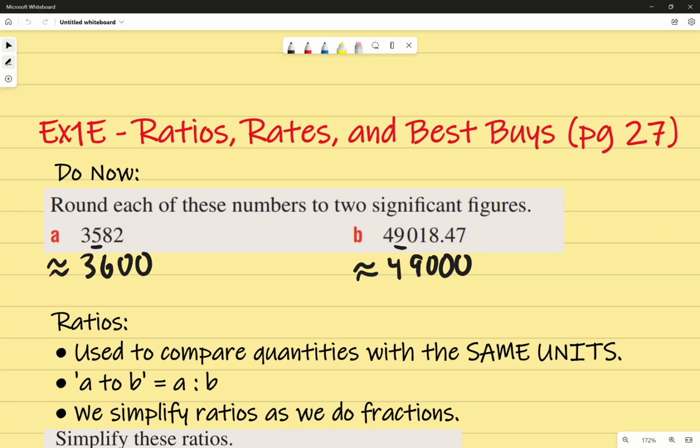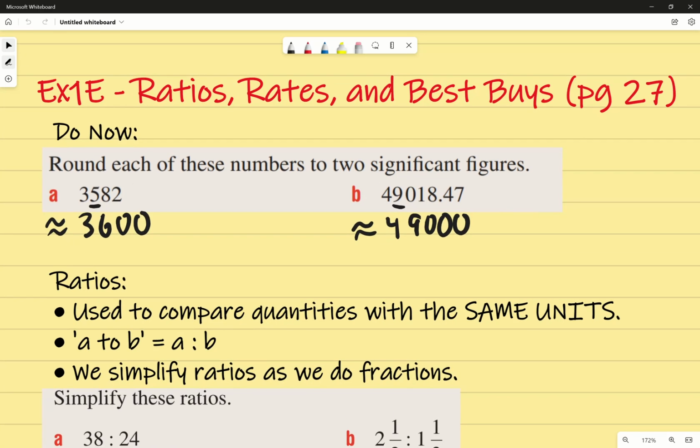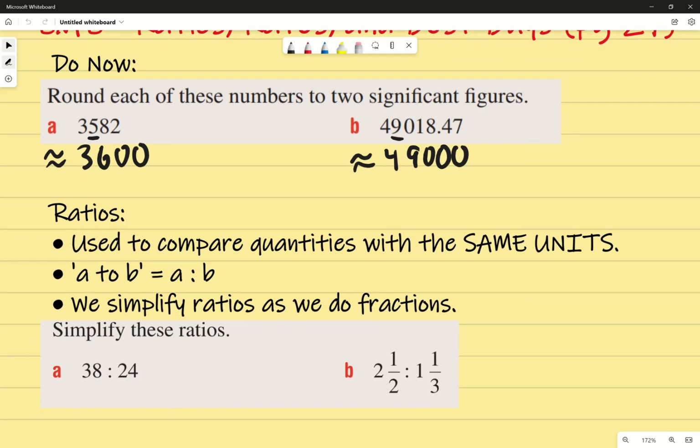Pretty much what we're looking at is comparison, right? Comparison between certain values. And I'm going to separate it into different sections. So it's on ratios, and then rates, and best buys. Am I talking too quickly? No? Lovely. Okay. So ratios.